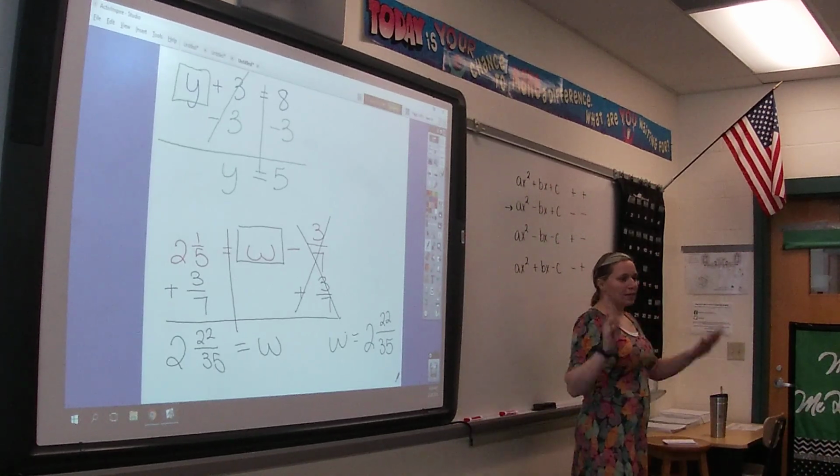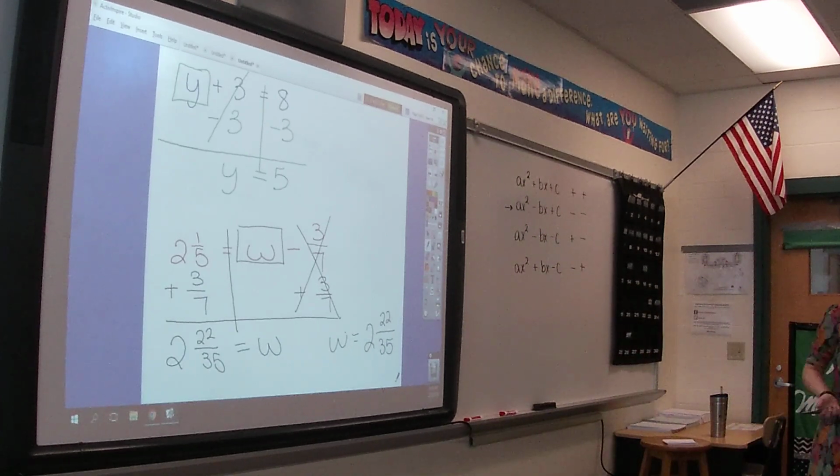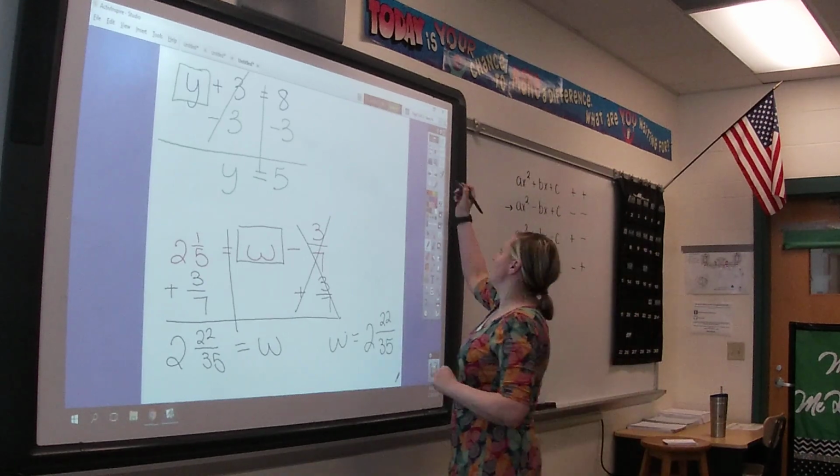And the student's like, sweet, I can take care of fractions. That makes sense. And then what happens if we're given this problem?